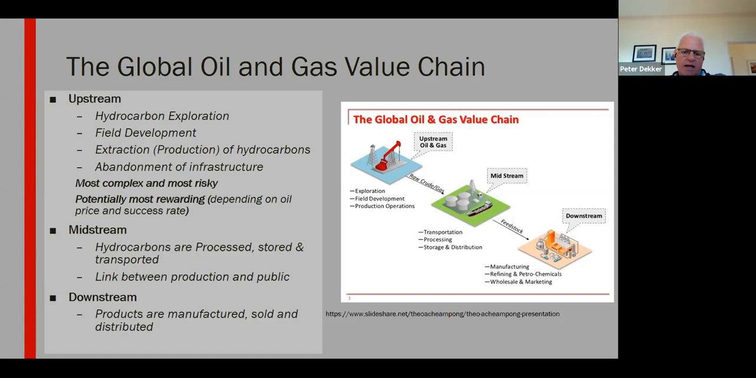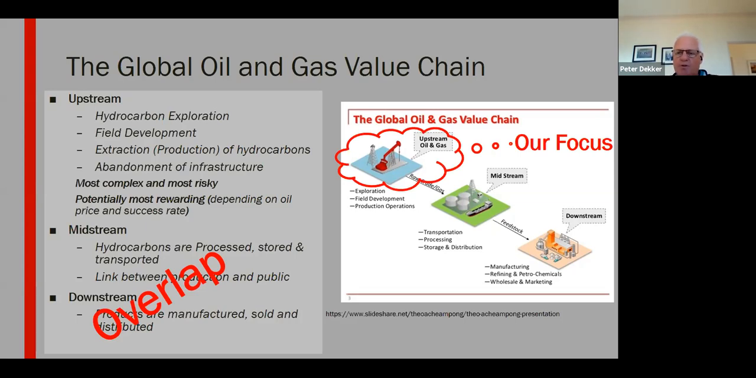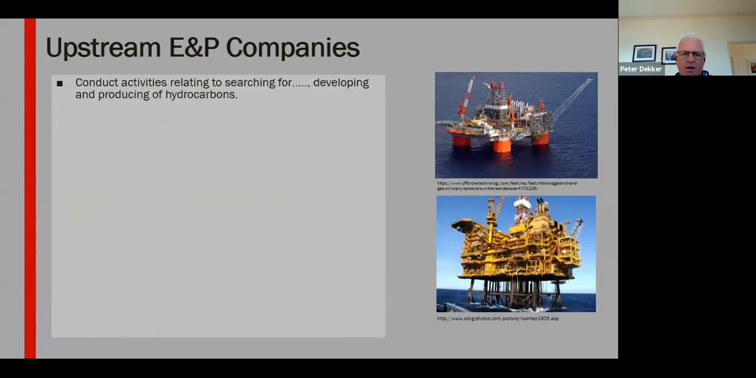The midstream is really where hydrocarbons are processed, stored and transported. That's the link between production and public. And then the downstream is really where products are manufactured and sold. Now these two, the mid and the downstream, quite often overlap. And we are only going to focus at the moment on the upstream part. So the global oil and gas value chain is really the upstream part of it.